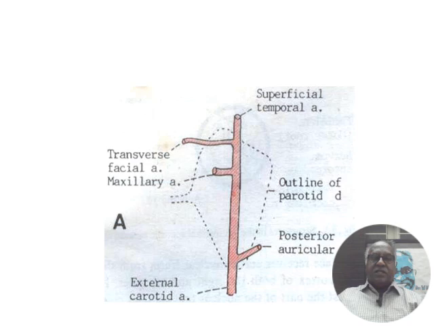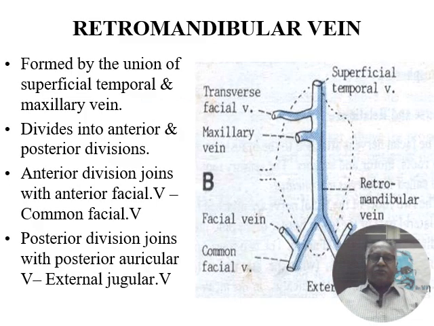Now, this is the artery which is giving the branches, superficial temporal and the maxillary. The transverse facial artery is also a branch of this artery. Now, the retromandibular vein is seen in the parotid gland. It's formed by the union of superficial temporal and the maxillary veins.